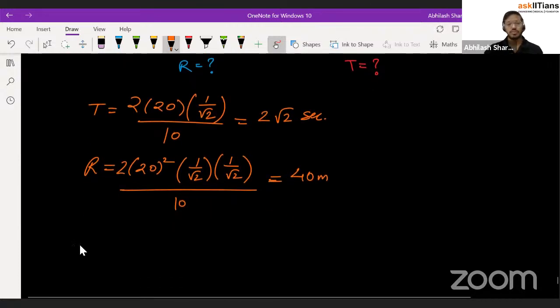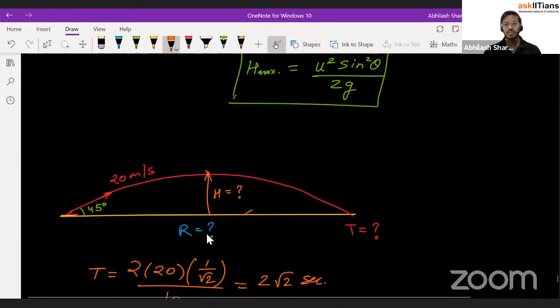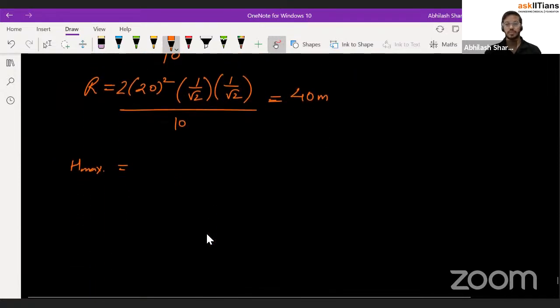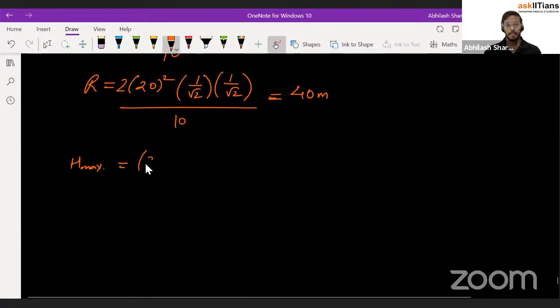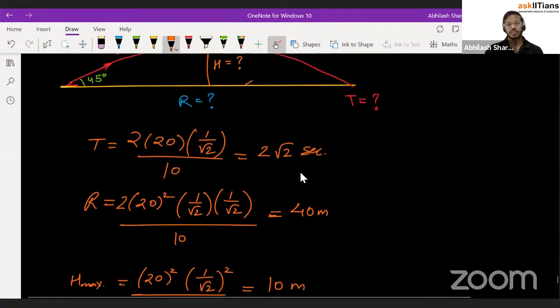And now the Hmax. Just now we derived the formula for Hmax. u square sine square theta by 2g. Like this, which is 10 meters. So these are the answers.